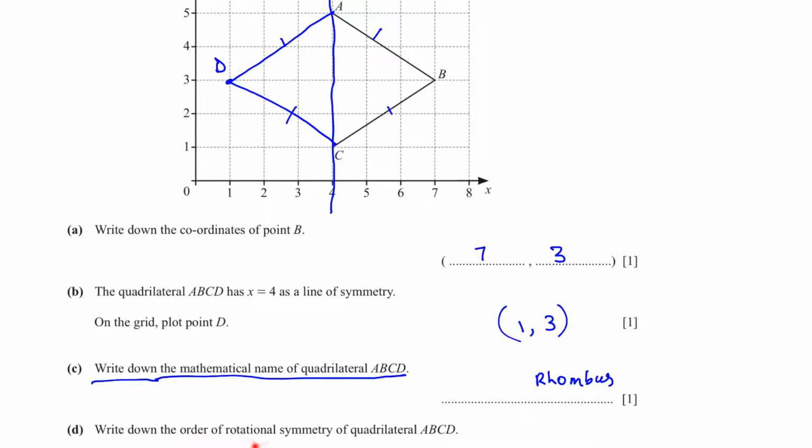Part D. Write down the order of rotational symmetry of quadrilateral ABCD. The rotational symmetry of a rhombus is 2. What does rotational symmetry mean? It means how many times can you turn this shape and the shape will be the same as your original one. Because in a rhombus, the opposite angles are equal. So angle A is equal to angle C and angle D is equal to angle B. The rotational symmetry is going to be 2.